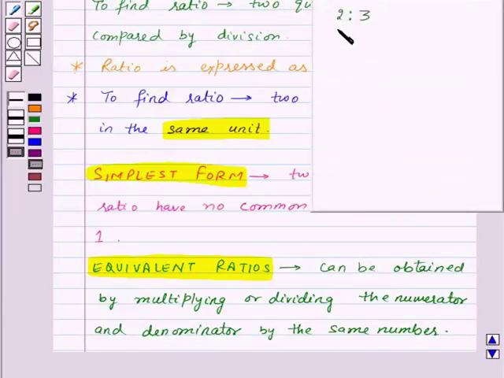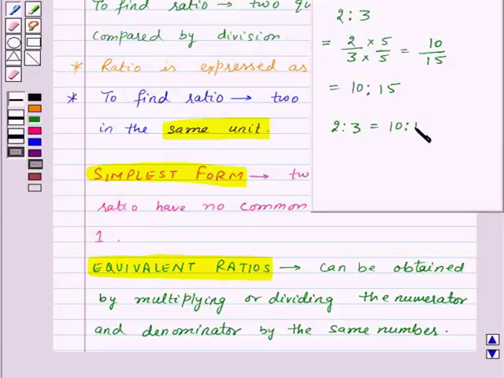Here is one example for this. We have the ratio 2:3. Now 2:3 can be written as 2 upon 3, and we can multiply the numerator and denominator by the number 5. So this will be equal to 10 upon 15, which is equal to 10:15. That means the ratio 2:3 is equal to 10:15, and thus these both are equivalent ratios.